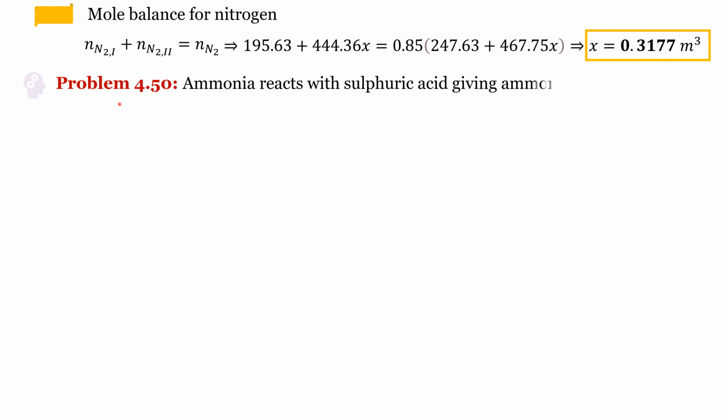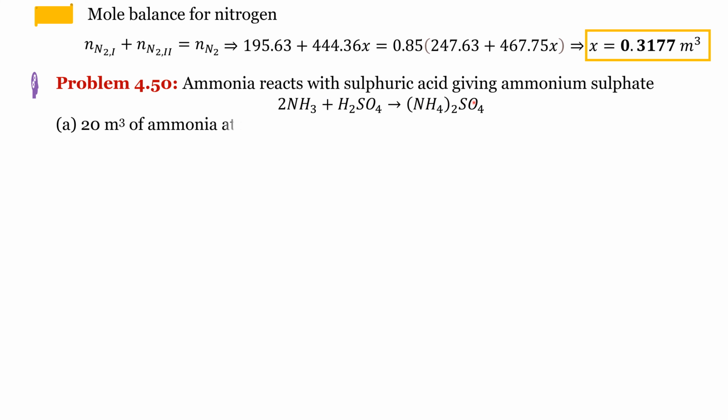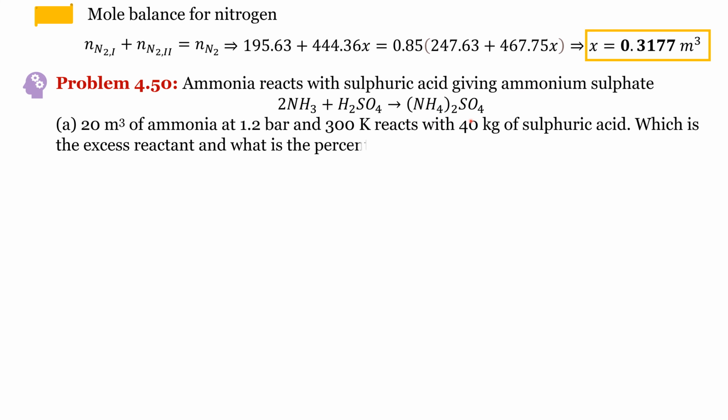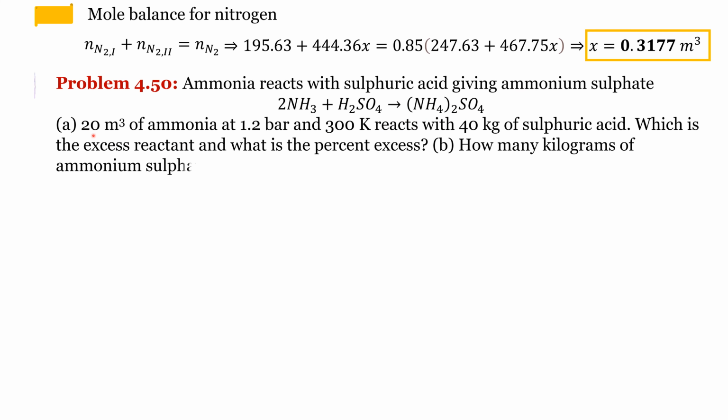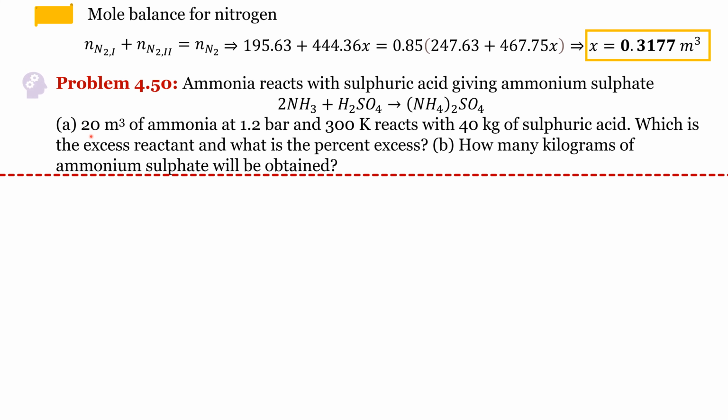Now problem number 4.50, ammonia reacts with sulfuric acid and it is giving ammonium sulfate. Now in part A, it is given that 20 meter cube of ammonia at 1.2 bar and 300 Kelvin reacts with 40 kg of sulfuric acid. Which is the excess reactant and what is the percent excess?